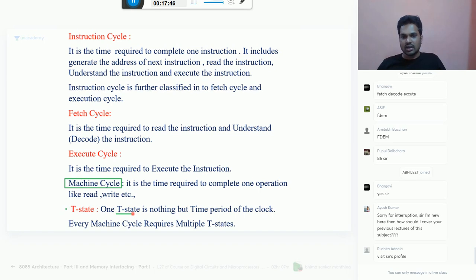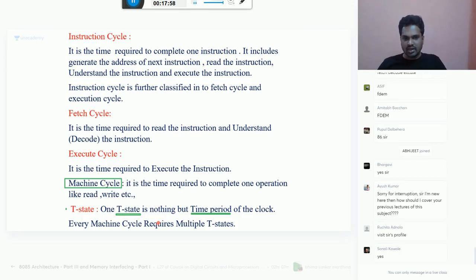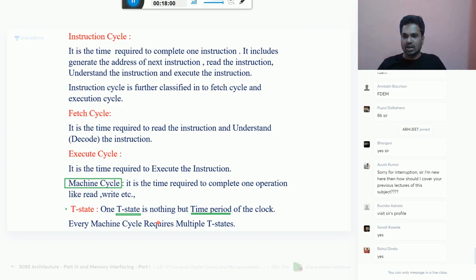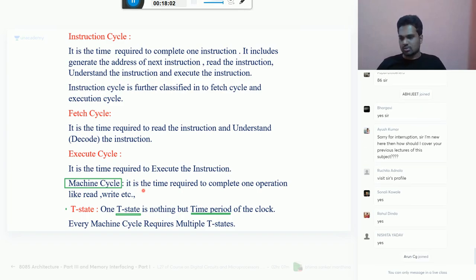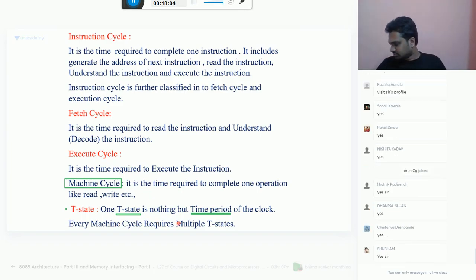What is the meaning of T state? It is nothing but the time period of the clock. Both are the same. Does everybody understand these fundamental definitions? Just a definition, if you understand, then we will move further. So every machine cycle requires some time that is measured in multiple T states. So this is the order.